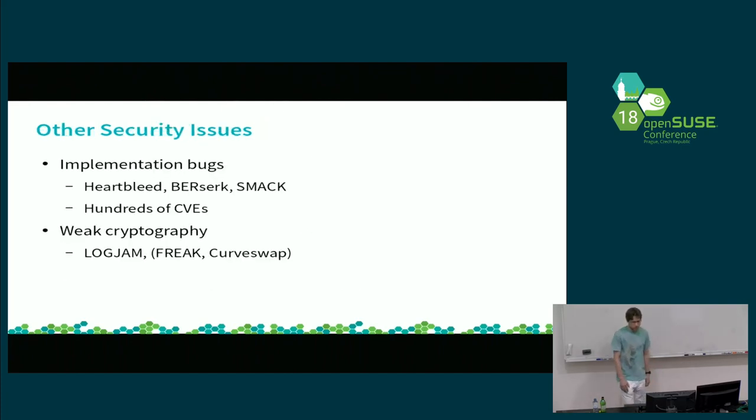Here are some other security issues. The protocol got quite complicated over the years, so the implementations don't always get it right. There were a couple of high-profile vulnerabilities like Heartbleed, BERserk, or SMACK, which attacked the state machines of the SSL implementations. And there are also hundreds of other bugs. Weak cryptography, mostly legacy stuff like export ciphers, which are with us since the 90s, actually enabled several attacks which downgraded the protocol to insecure ciphers.